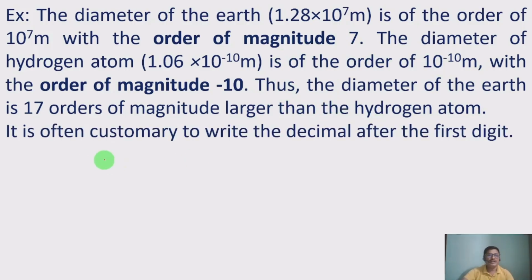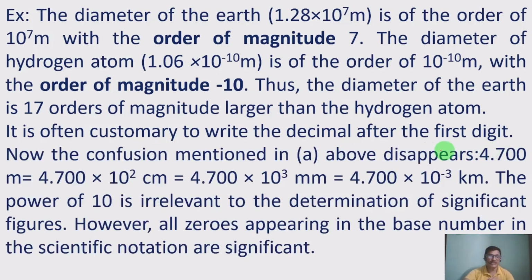Then further, it is often customary to write the decimal after the first digit. After the first digit, any decimal values are customarily written there. How can we write it? Now the confusion mentioned in A, in the example we took on the previous slide, disappears when taking 4.700 meter, that is 4.700 into 10 raised to 2 centimeter, 4.700 into 10 raised to 3 millimeter.